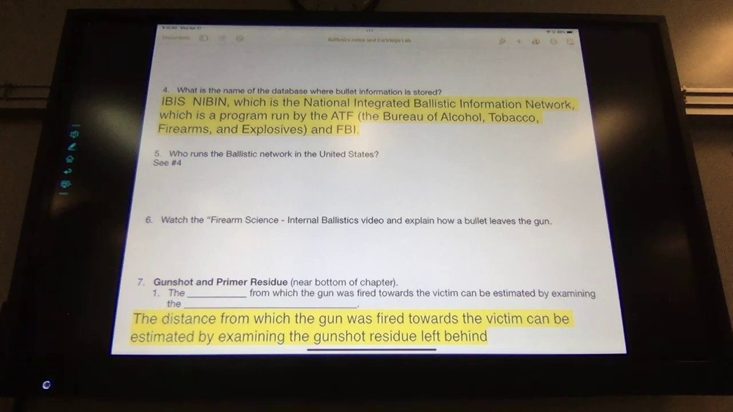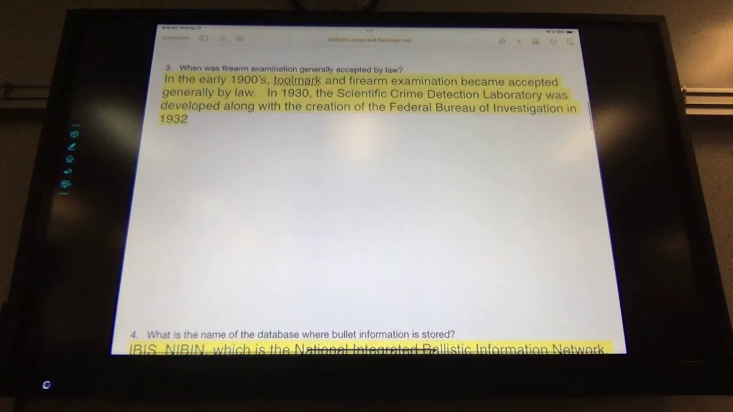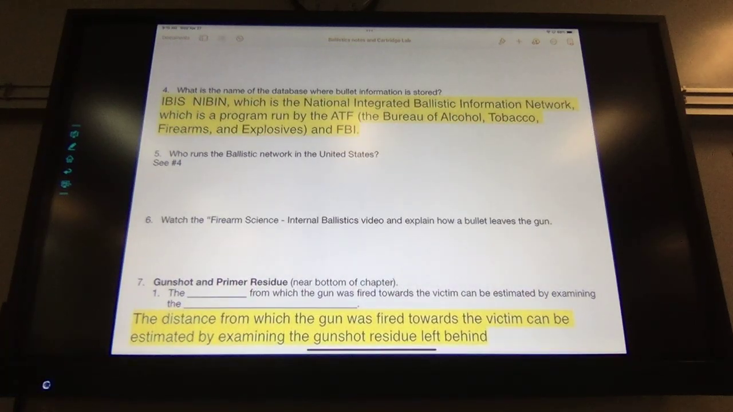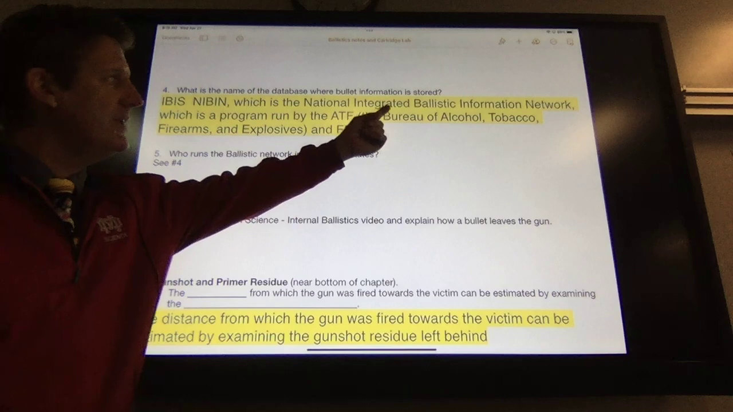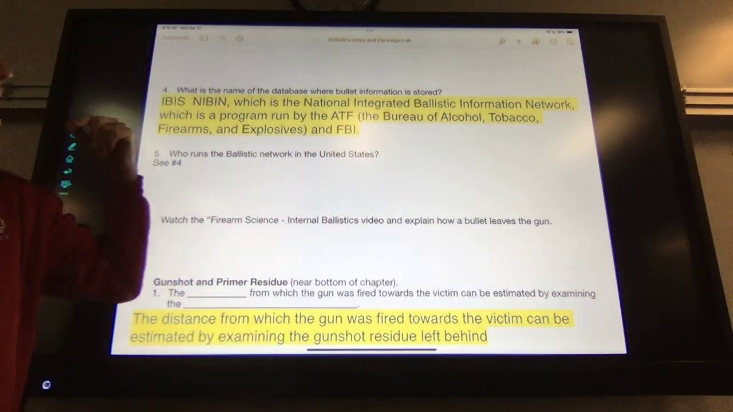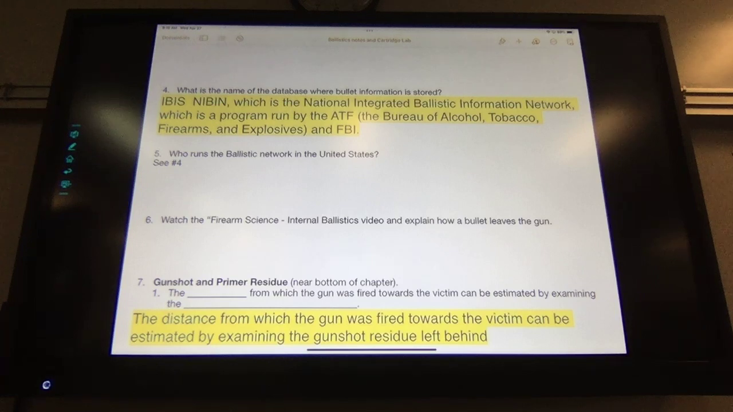Question number 4. Let's see, yep, I guess we're on question 4. What's the name of the database? IBIS. That stands for Integrated Ballistic Information System or network. So if it's NIBIN, it's very close to IBIS. Integrated Ballistic Information System. And if it's IBIN, it's network. And if it's got an N in front of it, it's national. So they're all very similar.